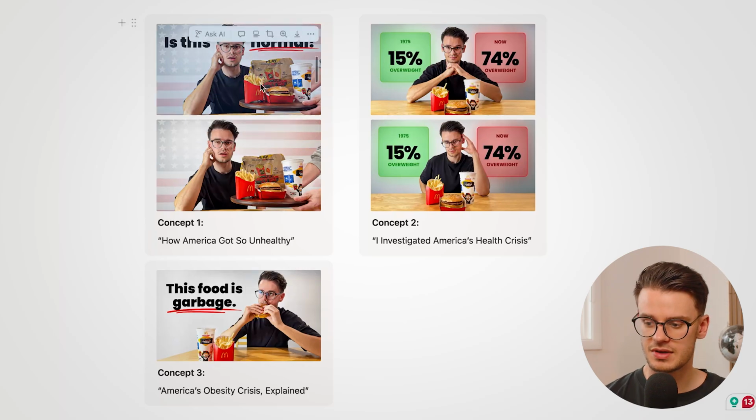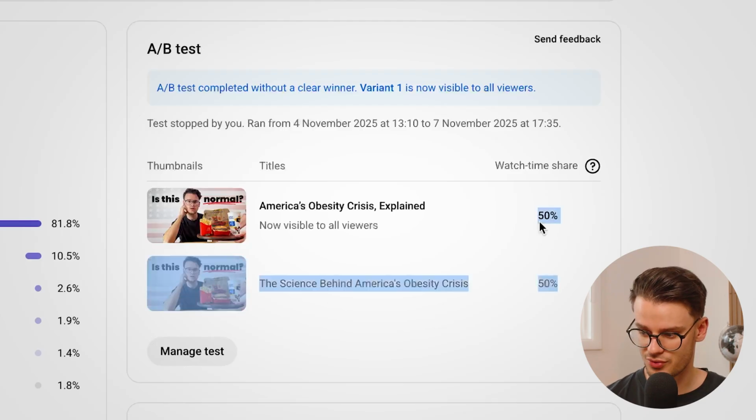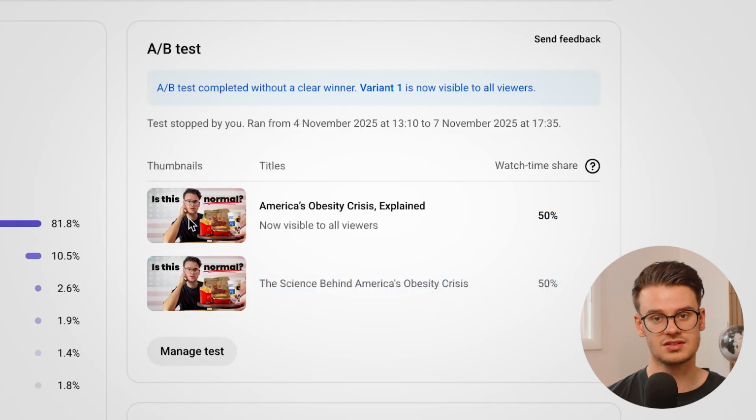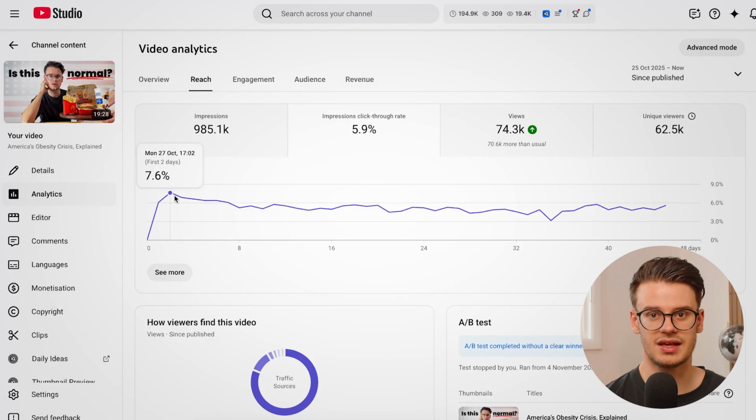Now, I thought that this thumbnail overall was stronger from concept 1. So what I did next was I tested the 2 titles against that first thumbnail option. And what I found was that it was pretty much 50-50, and the biggest factor here was, in fact, the thumbnail. As you can see, that allowed me to get a higher click-through rate early on because I had data on what people would actually engage with.